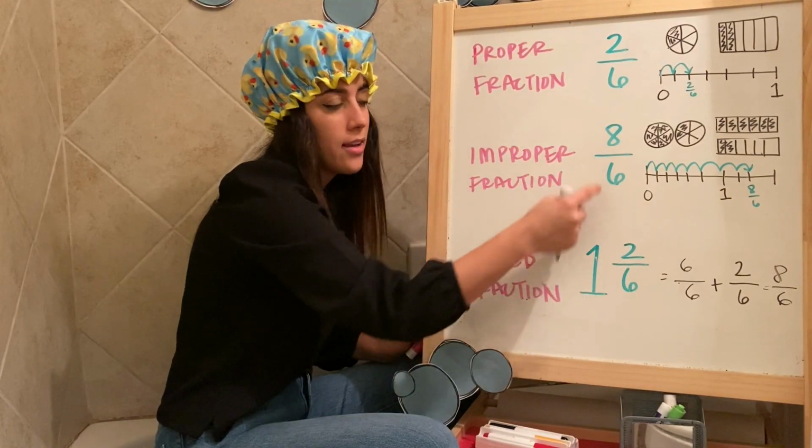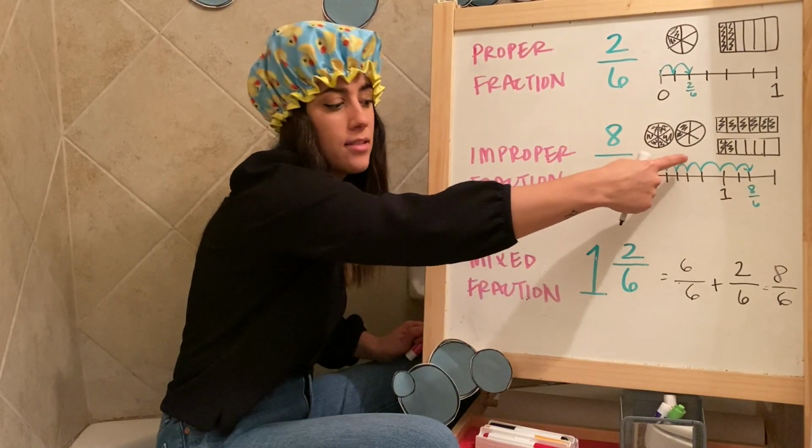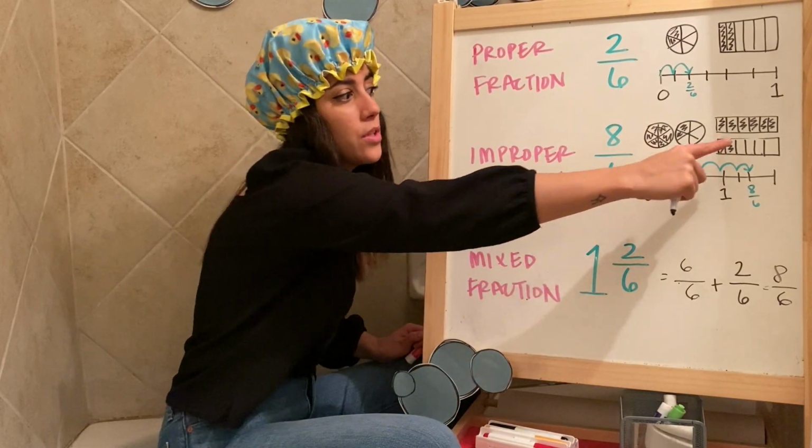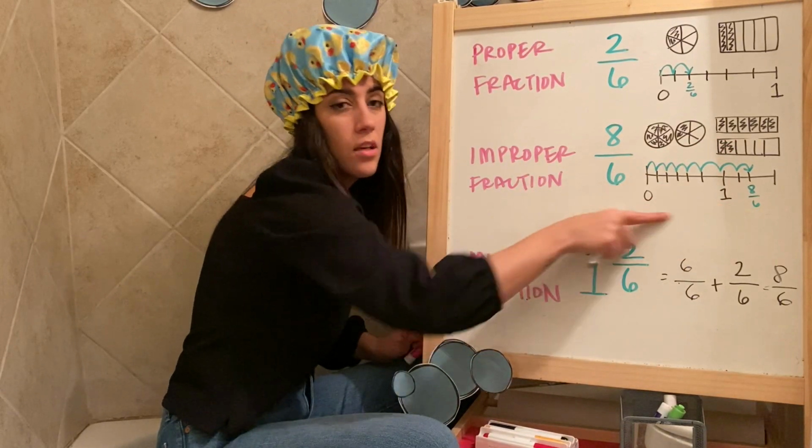I'm saying the exact same thing. It's represented the exact same way. If I were to draw this mixed fraction out, it would look like these circles. It would look like these squares. It would look like this number line.